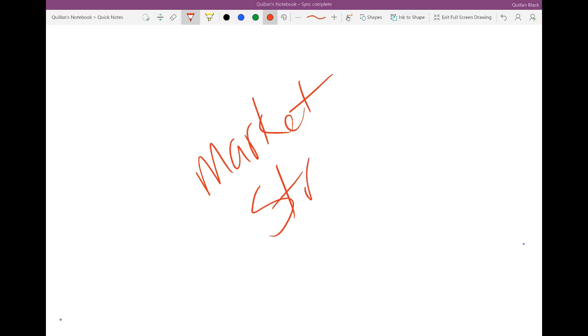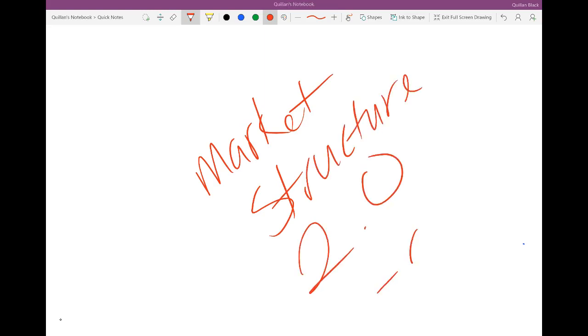So this right here was market structure 2.0 by Q.